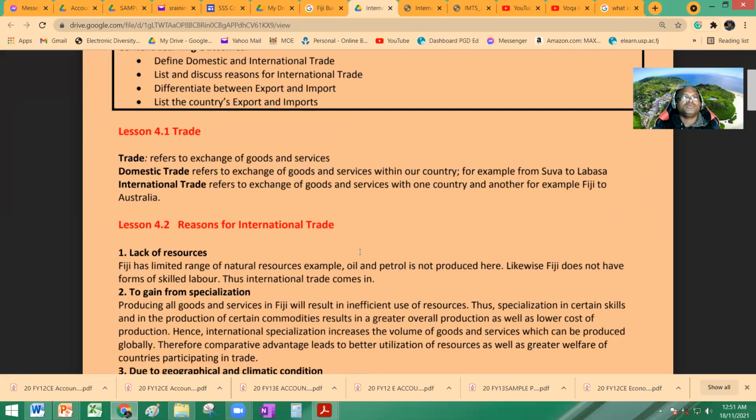Okay, 4.1, trade. Trade is the exchange of goods and services. In other words, buying and selling of goods and services. When we buy and sell, that is what we call trade. Domestic trade is buying and selling within the country. International trade is buying and selling with other countries outside. Okay, so those are the two words.